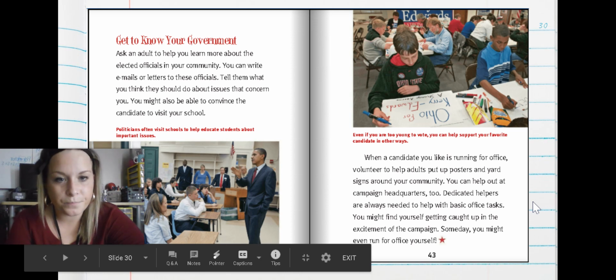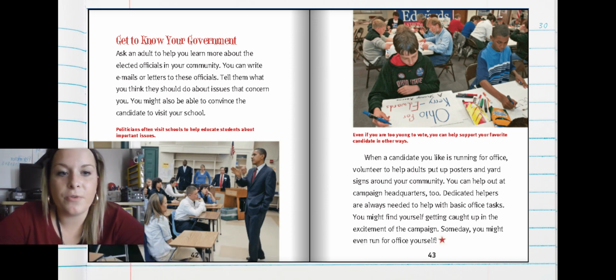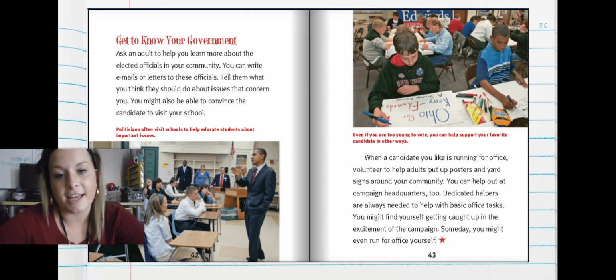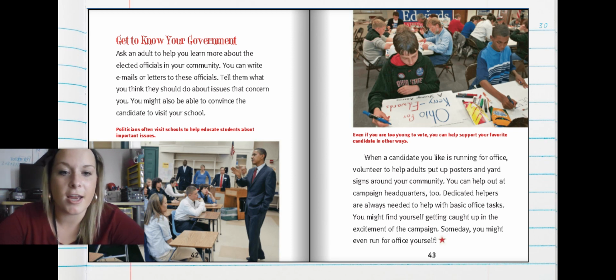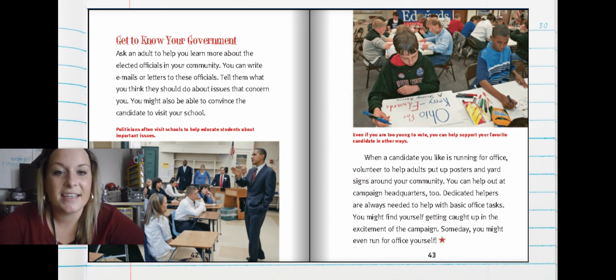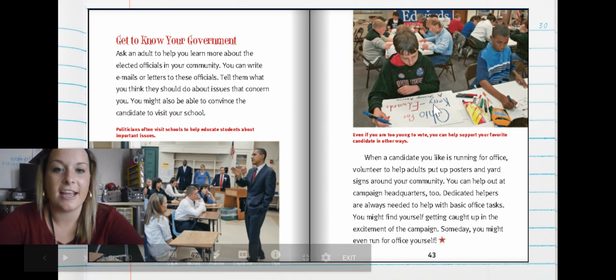Page 43. When a candidate you like is running for office, volunteer to help adults put up posters and yard signs around your community. You can help out at campaign headquarters too. Dedicated helpers are always needed to help with basic office tasks. You might find yourself getting caught up in the excitement of the campaign. Someday, you might even run for office yourself. So up there, the caption says, even if you are too young to vote, you can help support your favorite candidate in other ways.